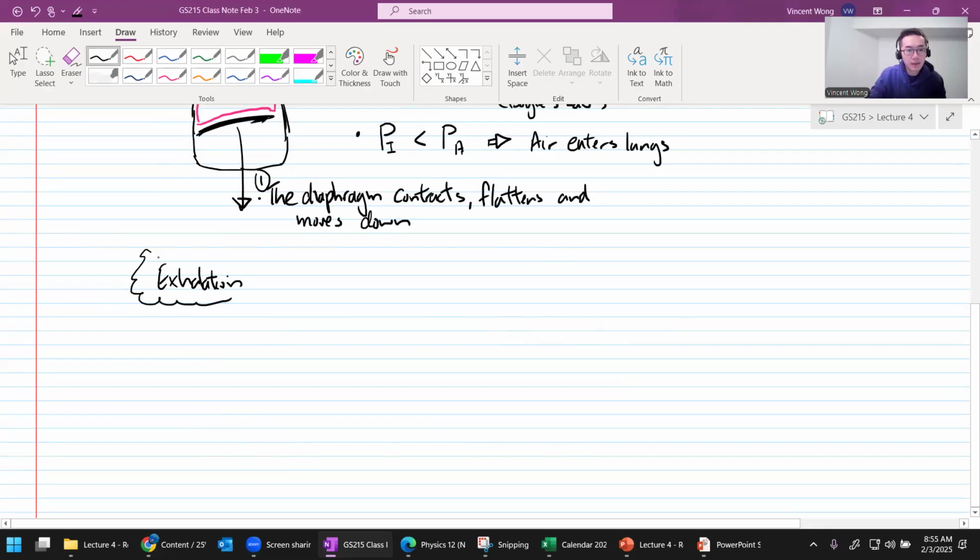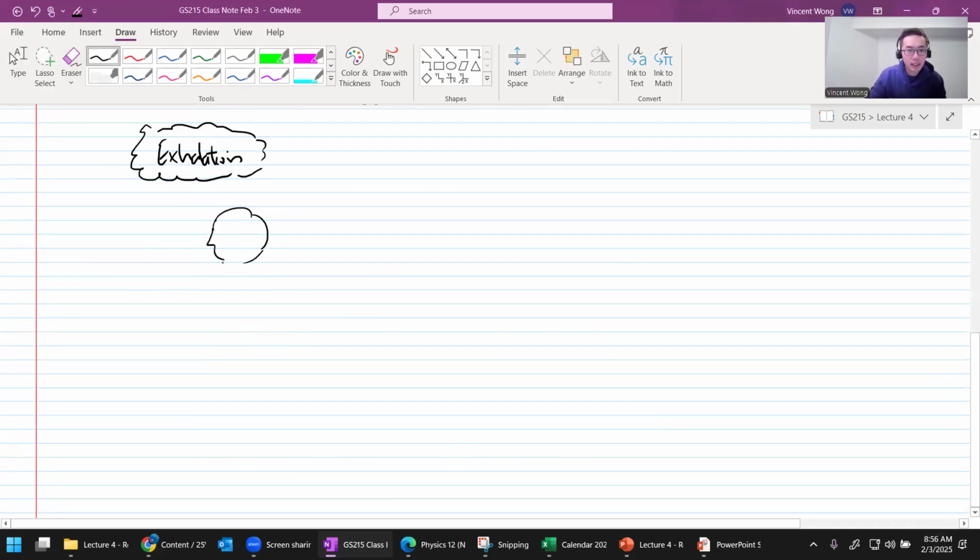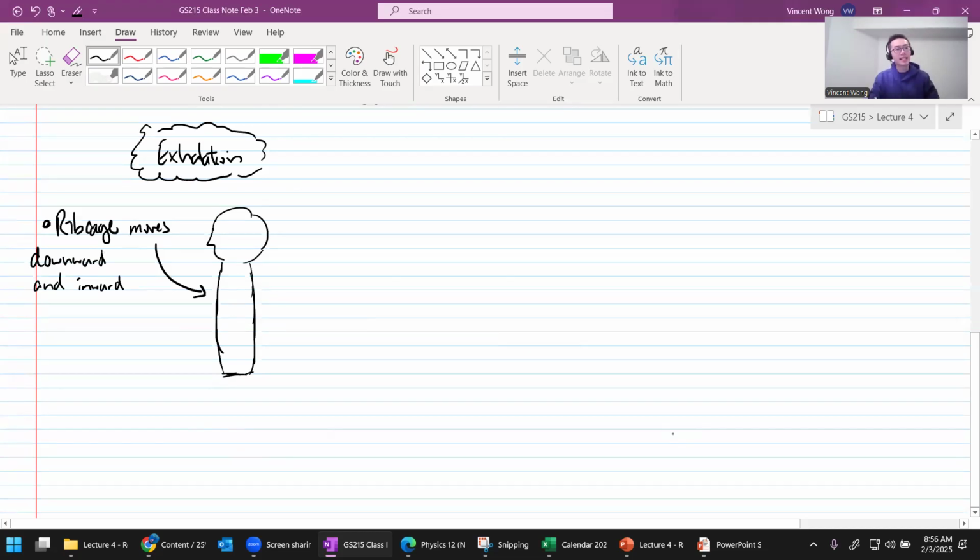Exhalation is, of course, the other way around. Again, this is an exaggerated drawing. It's not that extreme of a change when it comes to the movement of the chest cavity and the diaphragm. In this case, the rib cage moves downward and inward. There is actually a separate set of muscles that will pull the rib cage down and back in. And then the diaphragm relaxes, moves up, and resumes dome shape.